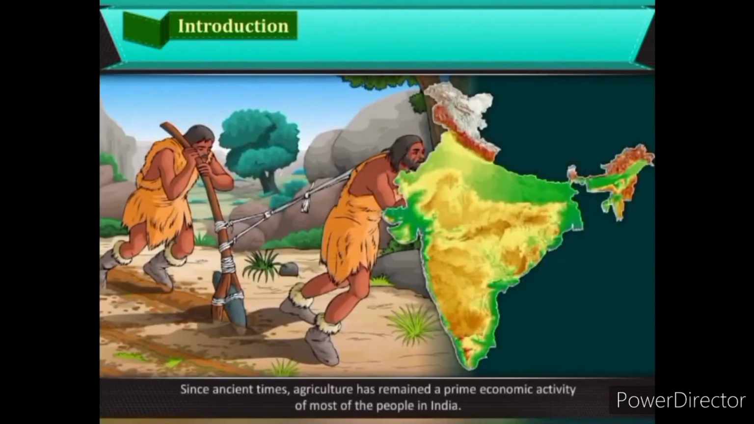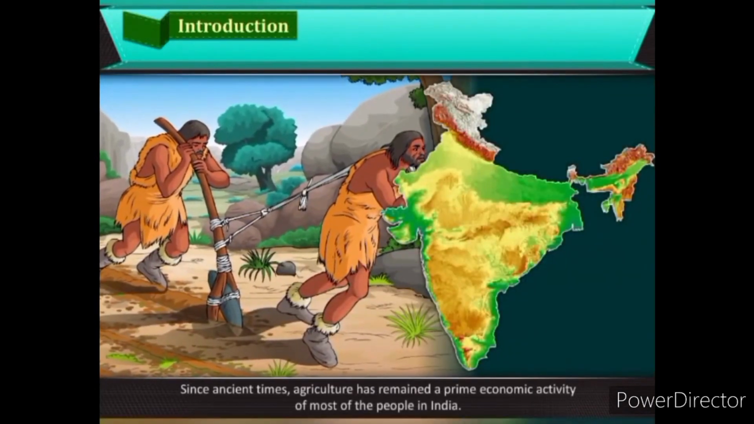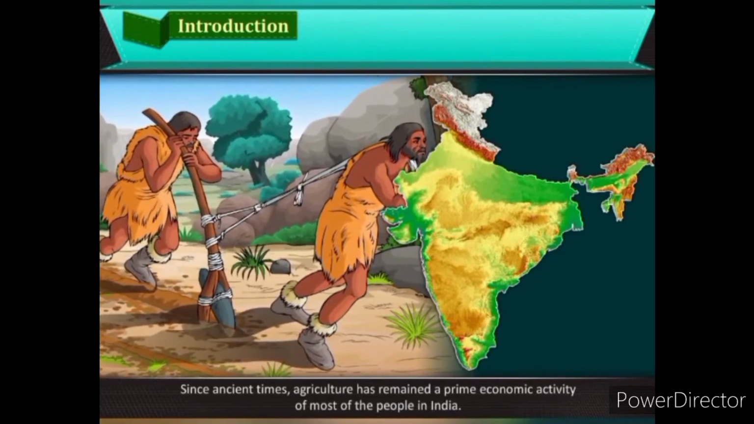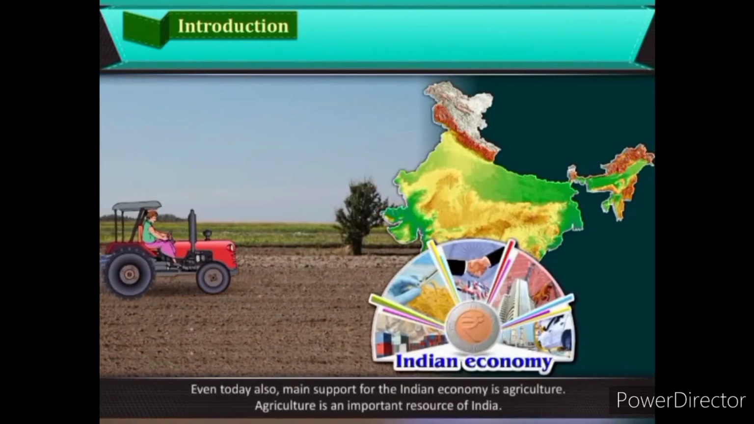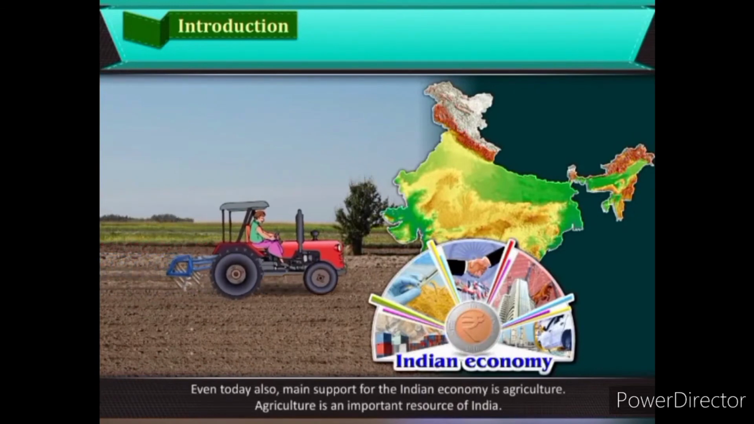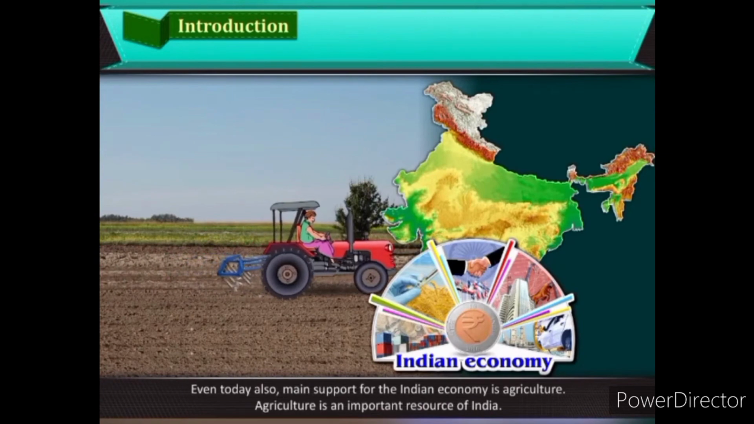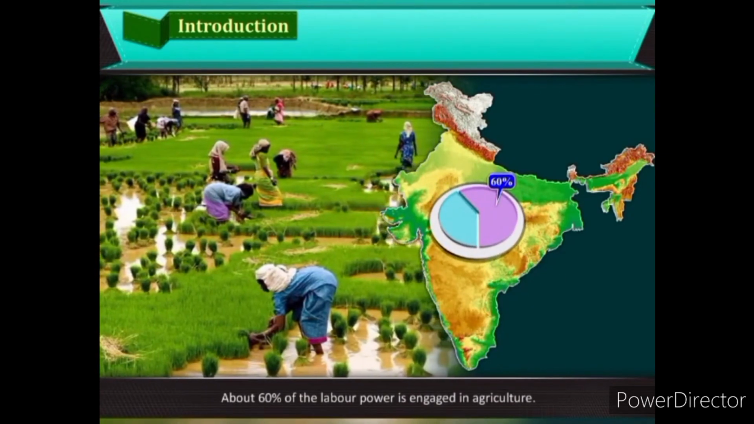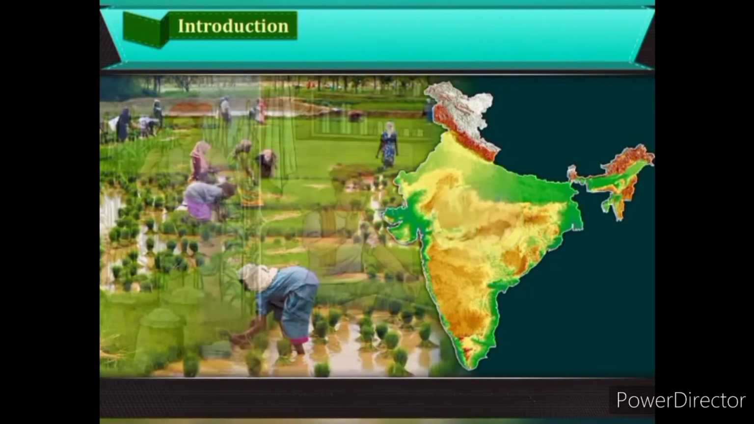Introduction. Since ancient times, agriculture has remained a prime economic activity of most of the people in India. Even today, the main support for the Indian economy is agriculture. Agriculture is an important resource of India. About 60% of the labor power is engaged in agriculture.